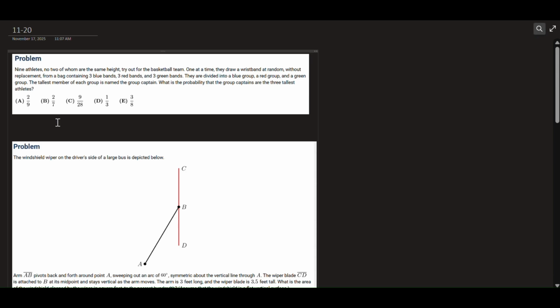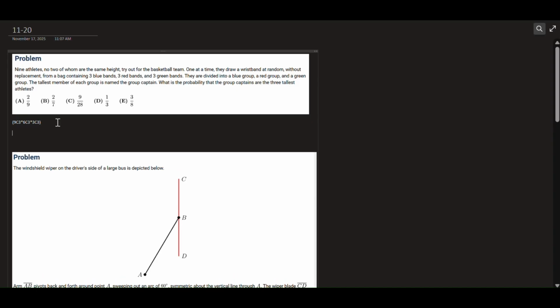So we can start with question 11 over here, where we have 9 players. We want to split them onto 3 teams such that the tallest players are all on 3 different teams. So what we do first is we see the number of total ways, which is 9 choose 3, times 6 choose 3, times 3 choose 3.